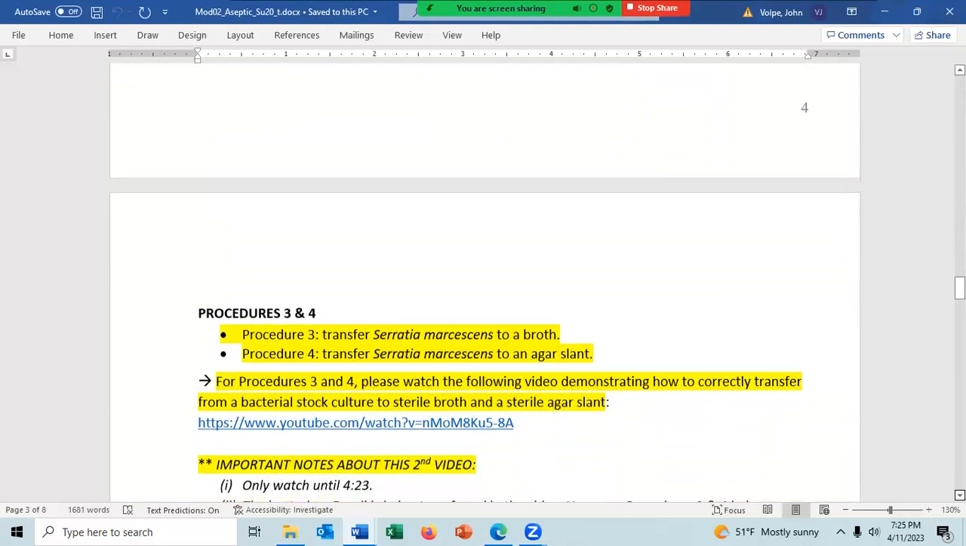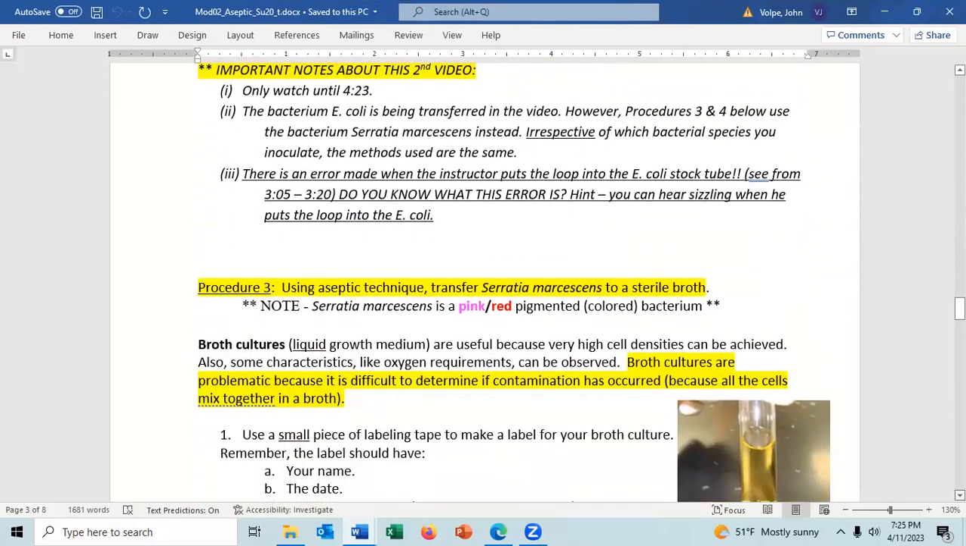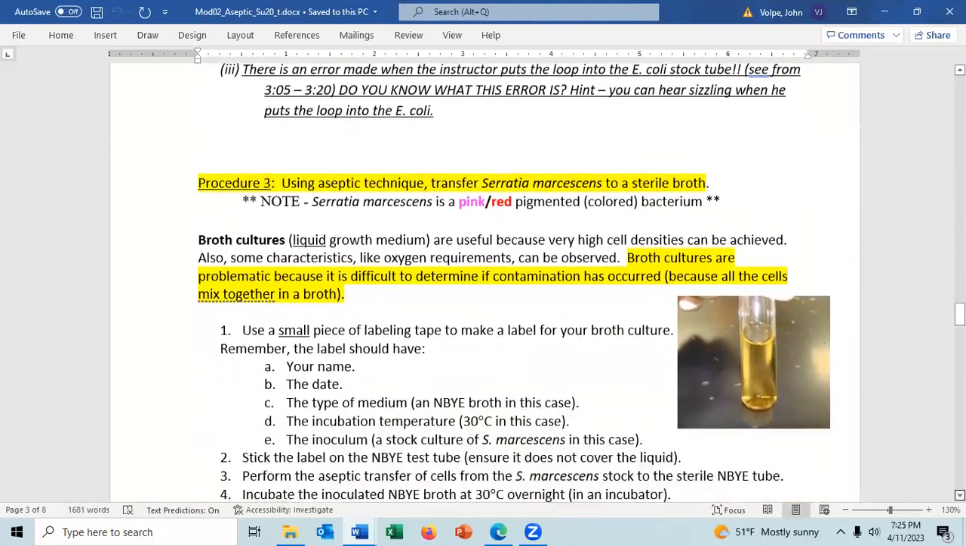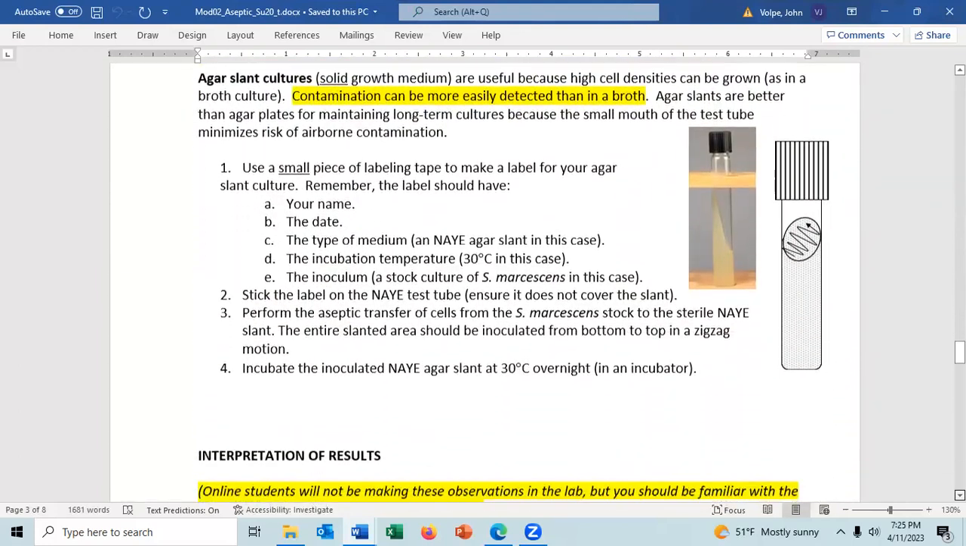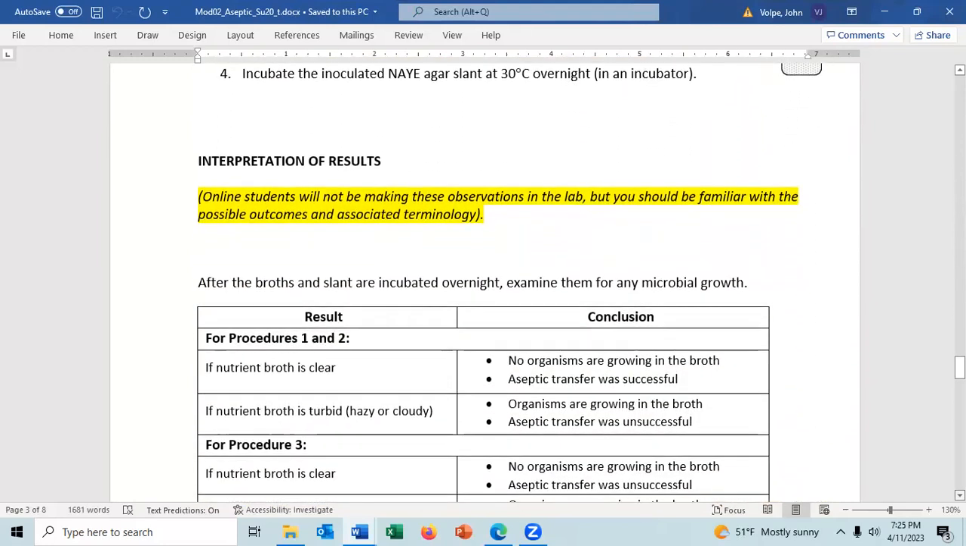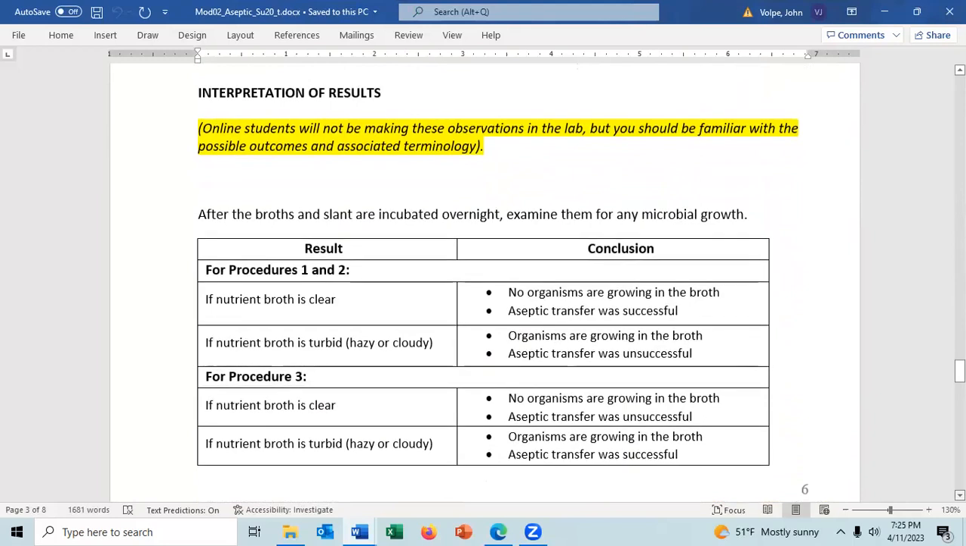And then in procedure 1, scrolling down to the table down here, you use this table to interpret the results. You're not going to be actually making these observations or doing any of this in a lab because it's all going to be done online. But we will be giving you results and pictures, and you will be able to answer the questions from the results and the pictures.